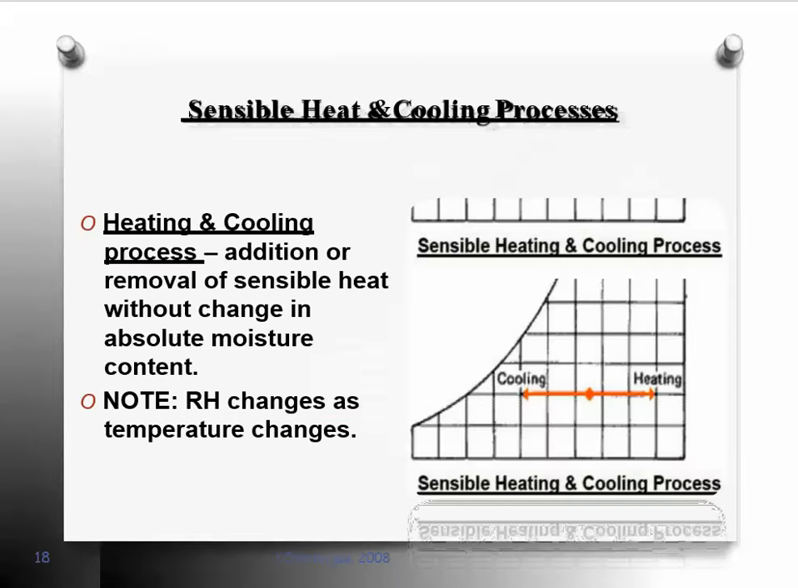Here you can see that the heating and cooling processes are the addition or removal of sensible heat without changing the absolute moisture content. Here the RH changes as temperature changes. You can see in this diagram that the cooling and heating processes are reversible; sensible heating and sensible cooling reflect each other.